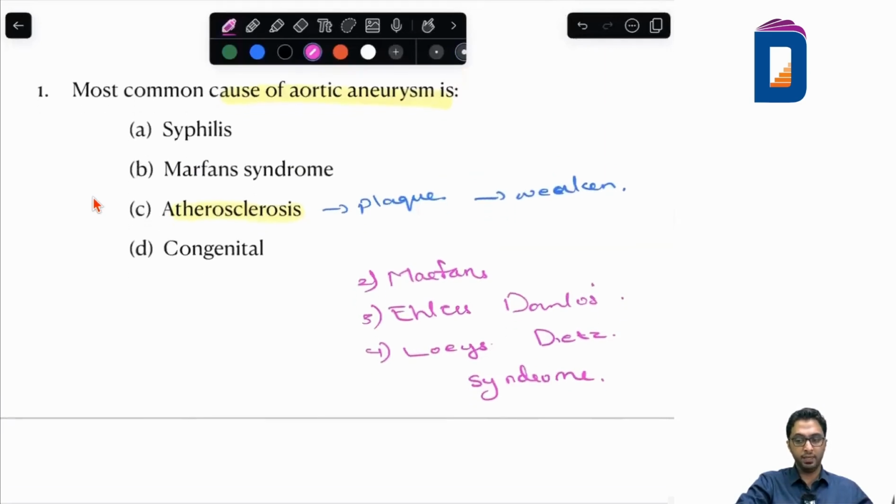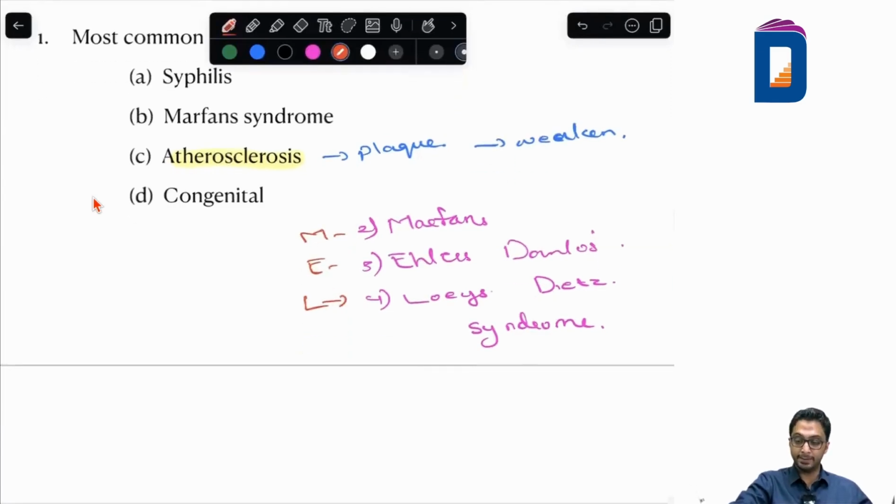Now coming to aneurysm, the most common is atherosclerosis. Again, we have ME, but slightly different here. You can call it MEL if you want to. Loeys-Dietz syndrome: basically, we saw that Marfan's is a problem with elastin. Ehlers-Danlos is a problem with collagen.